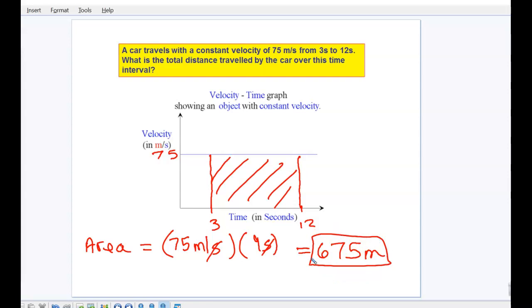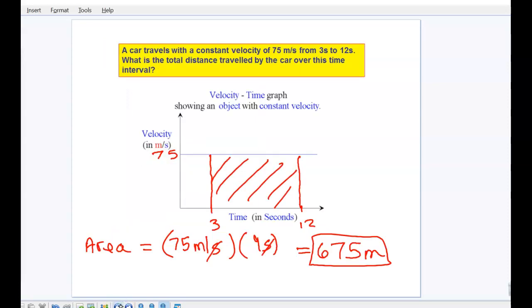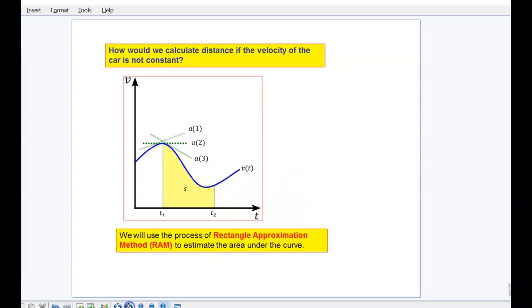So if I have a velocity time graph to find the distance or even displacement, I just find the area under the graph from a certain time interval. Now, that question was quite easy to calculate the area because the area under the graph formed a rectangle. But what happens if we have a graph like this blue one here and we're asked to find the distance traveled from time 1 to time 2? Well, now this is not a nice, easy geometric shape to calculate. So we're going to do what's called a rectangle approximation method. So RAM refers to rectangle approximation method.